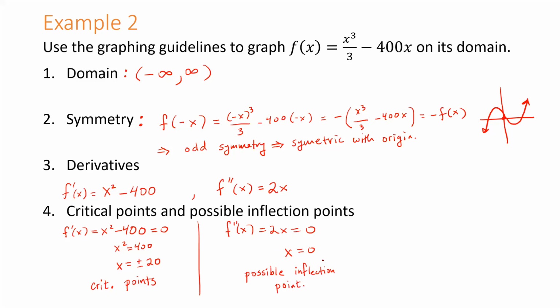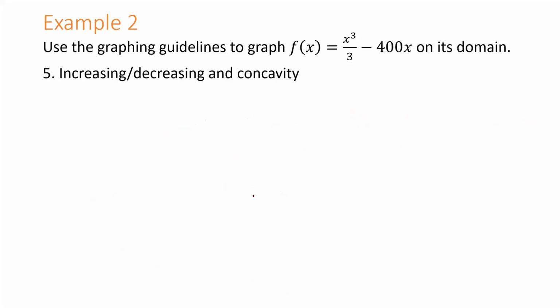For the next step, we're going to analyze the first and second derivative on a number line. So we're going to make a sign chart to find the intervals where it's increasing or decreasing, and then also do the same thing with the second derivative to determine where it's concave up or concave down. So we're going to make a sign chart for each of the derivatives. So let's start with f prime.